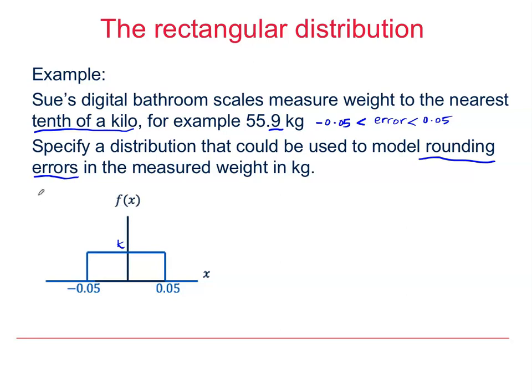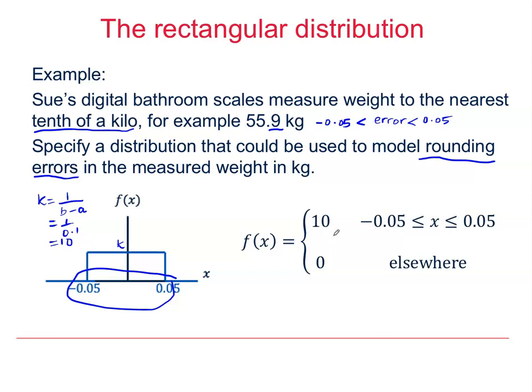Now to work out k, what we need to do is to figure out the value of 1 over b minus a. And we can see that b minus a, from these values down here, is going to be 0.1, and 1 over 0.1 is going to be 10. So to specify the distribution then, here is the PDF, and f of x equals 10, within that range between minus 0.05 and plus 0.05, and the PDF is 0 elsewhere.